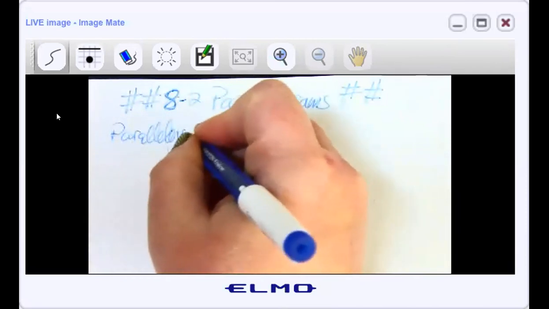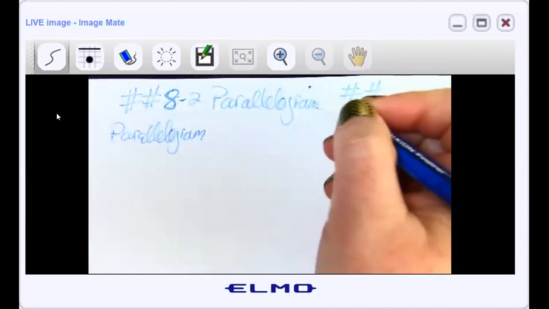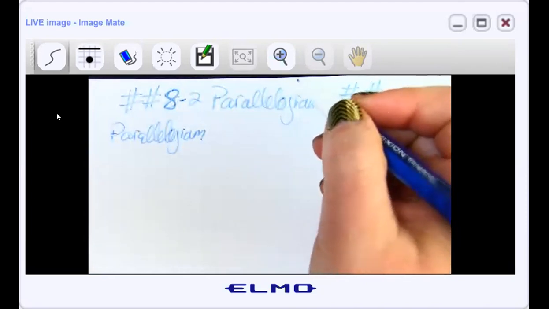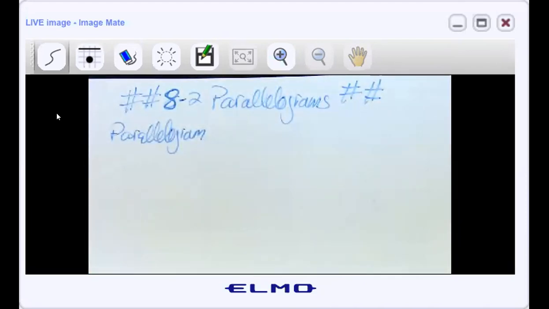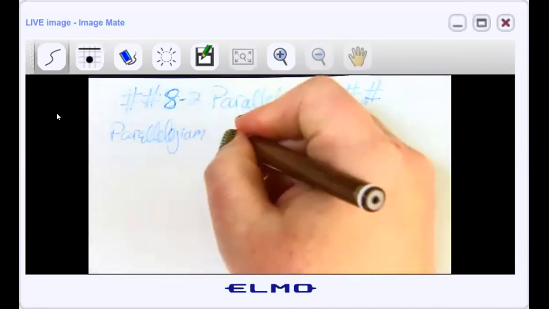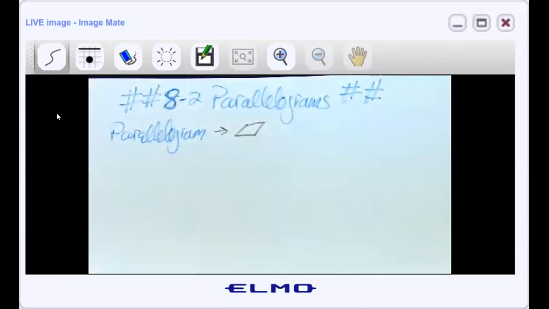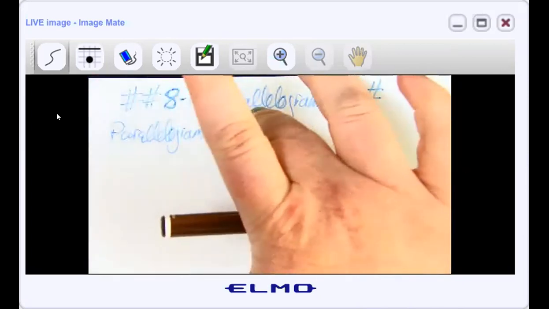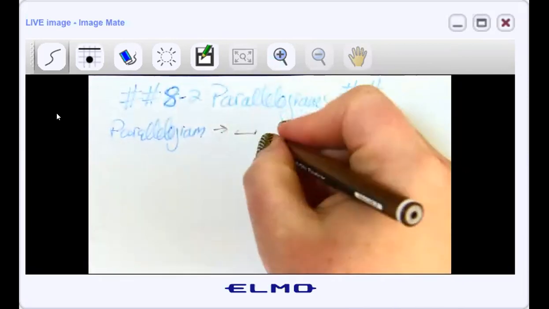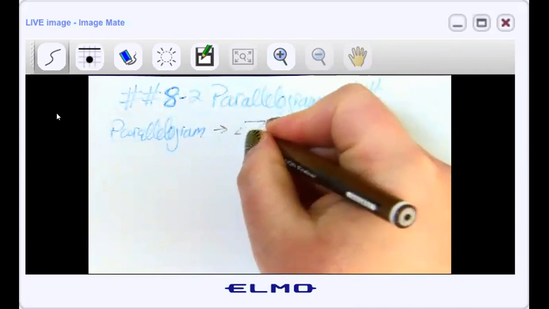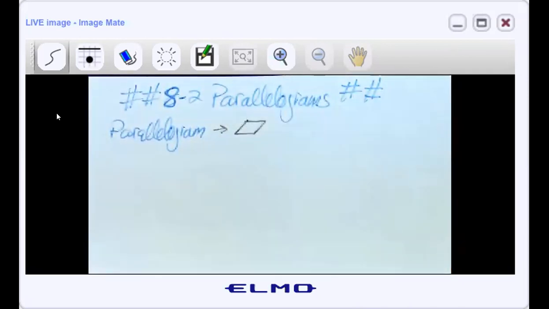Parallelograms. By the way, there is a symbol for parallelogram if you don't want to write that word over and over again. I'm going to switch to a darker marker. I don't think that one's dark enough. Let's try brown. So the symbol for parallelogram just looks like this. Actually, let me do it a little bit better. Instead of writing the word, save yourself a bunch of time.